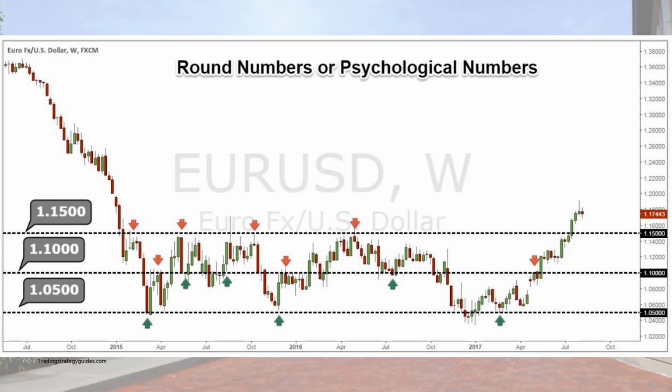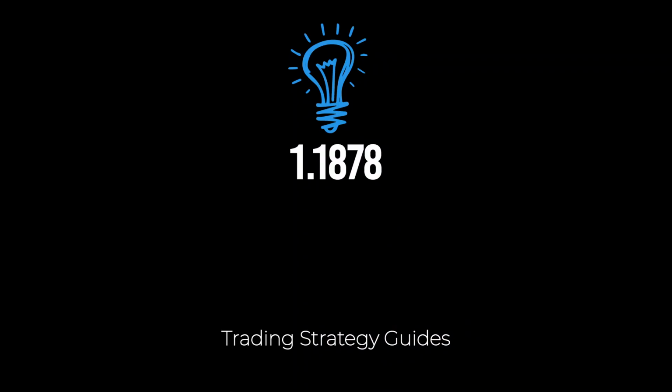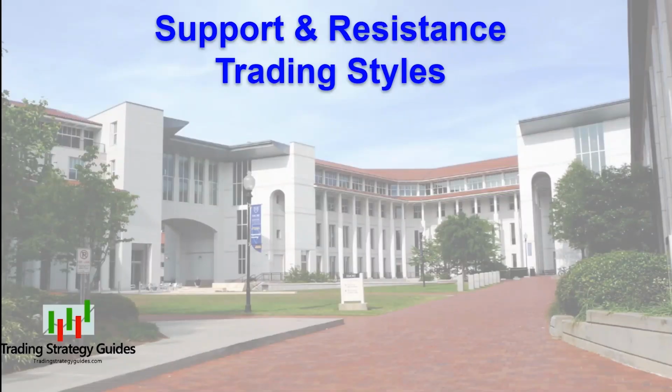Also, round numbers are used as a profit target because of their simplicity. If a big institution or a hedge fund is looking to buy or sell Euro USD around 1.1878, they are likely to round up or down their order to 1.1900. You can choose between two trading styles when trading off of support and resistance levels.